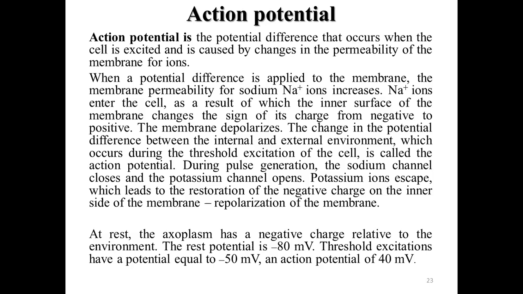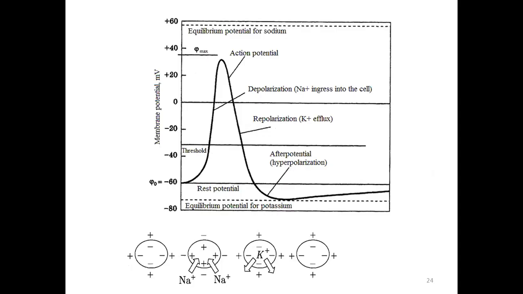At rest, the cytoplasm has a negative charge relative to the environment. The rest potential is about minus 80 millivolts, the threshold excitation has a potential equal to minus 50 millivolts, and the action potential is plus 40 millivolts. And here you can see a scheme of the above mentioned in the picture.